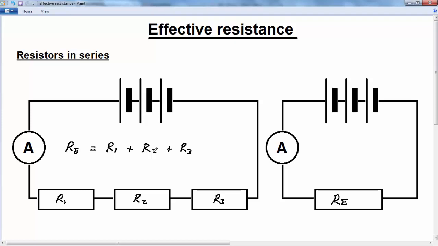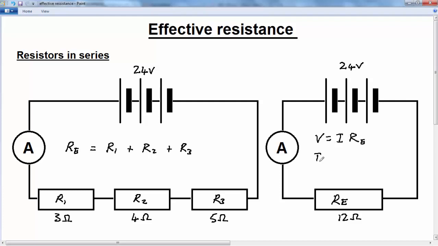Let's put some figures into this. Supposing we have a 24 volt battery and three resistances, say R1 is 3 ohms, 4 ohms and 5 ohms, and we want to calculate the current flowing in the circuit. First we find the effective resistance by adding those up, and that comes to 12 ohms. We've got 24 volts here, and then using Ohm's law, V equals IR, where R is the effective resistance in this case, we can calculate the current.